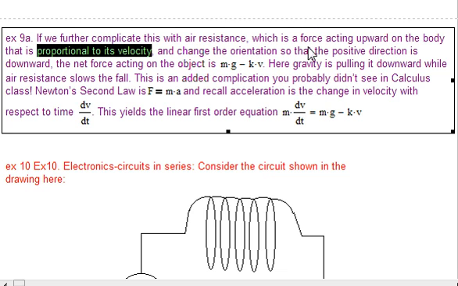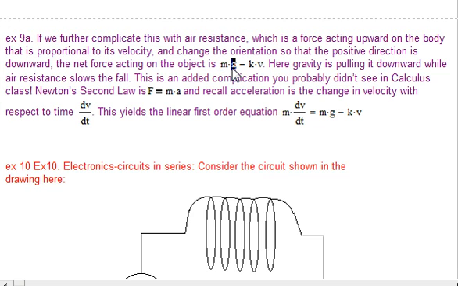And change your orientation so the positive direction is downward now. Then the net force acting on the object is its mass times gravity minus k, which has to do with the particular object's air resistance. For example, k would be greater if the object had a larger area and less weight. So the air resistance would be higher. Anyway, times the velocity.